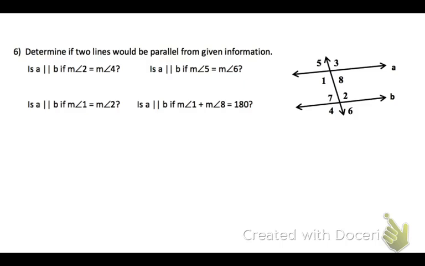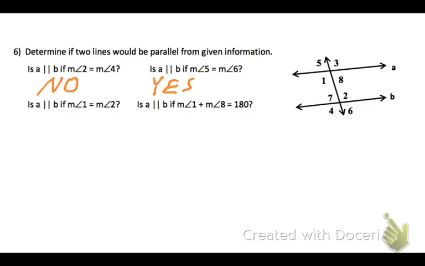Is A parallel to B on number 6 if angle 2 equals angle 4? So if angle 2 is equal to angle 4, no, because those angles are vertical angles. To the right, is A parallel to B if angle 5 equals angle 6? The answer is yes, because angle 5 and angle 6 are alternate exterior angles.